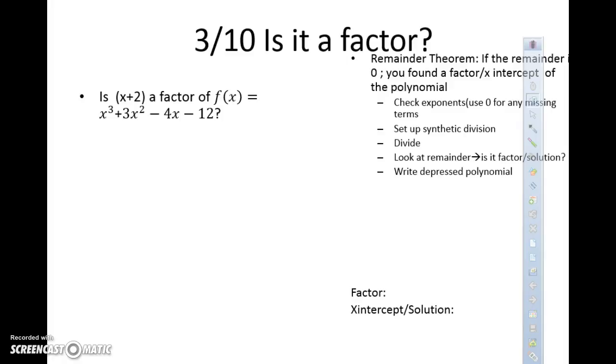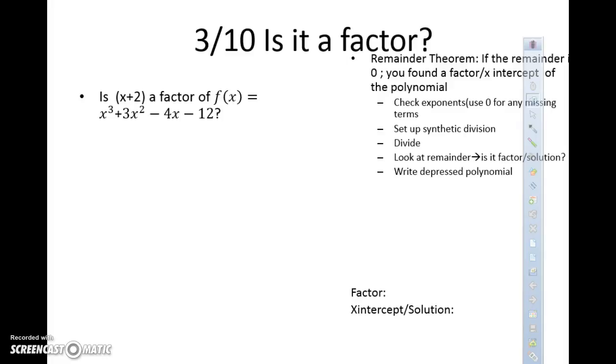All right, the remainder theorem, and we've done a discovery on that already. The remainder theorem says if the remainder is 0 when you synthetically divide, then that means that you found a factor or an x-intercept of that particular polynomial. You found out where it crosses the x-axis. Okay? So we're going to test to see in this first example, is x plus 2 a factor of this polynomial?